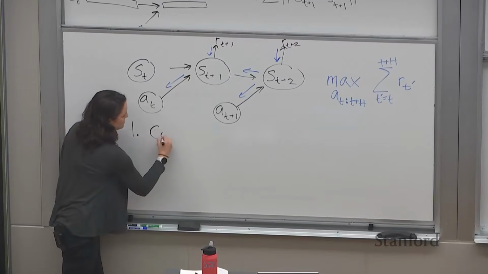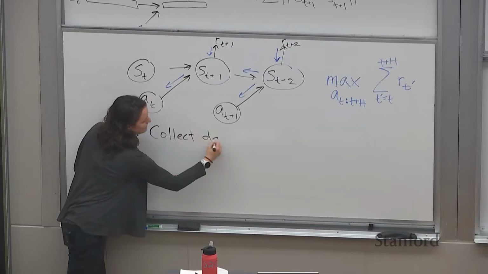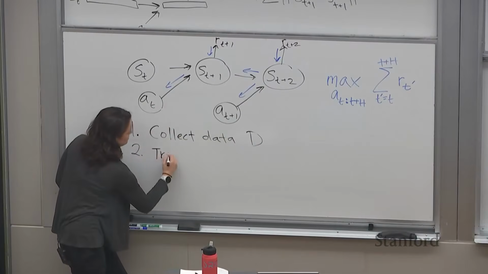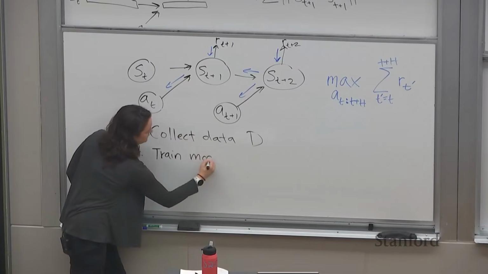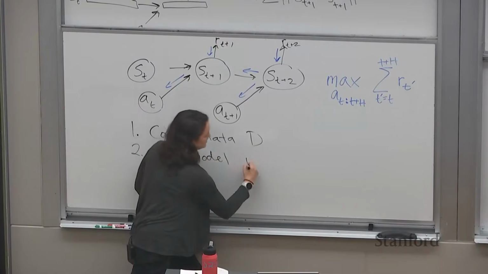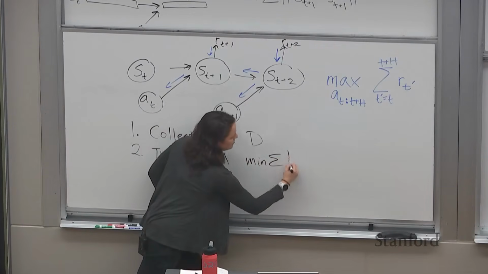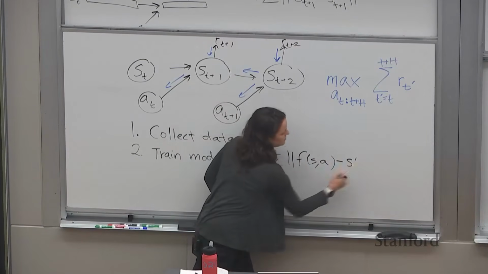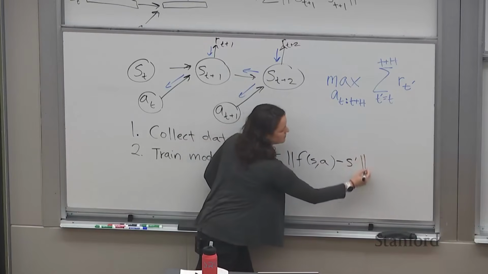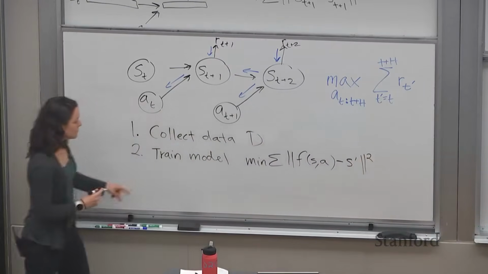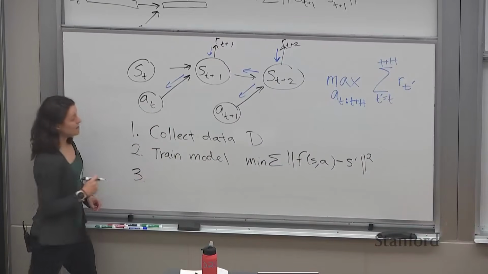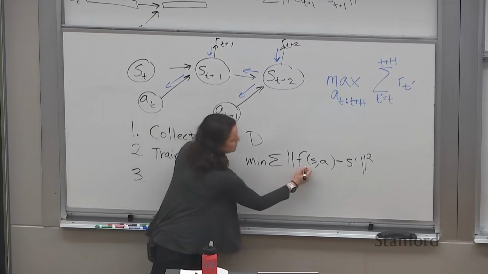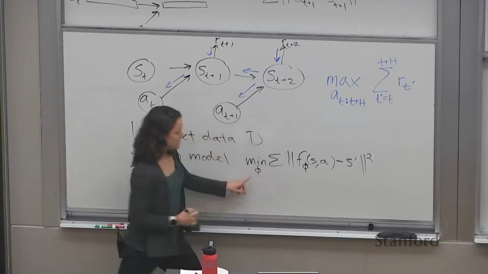Specifically, first you would collect some data. Then you would train your model, maybe to minimize f(s, a) minus the true next state, where f(s, a) is your predicted next state. Just to be explicit, for this optimization, we're minimizing with respect to the parameters of our model.